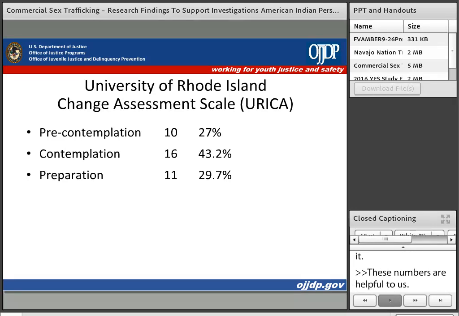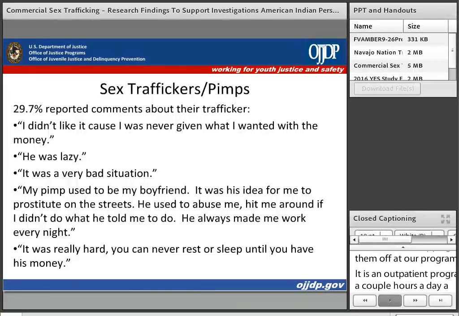We also have to recognize that in the case of our prostitution diversion program, the trafficker is oftentimes dropping them off at our program. It's an outpatient program. It's a couple hours a day, a couple days a week. So sometimes we just have to acknowledge that they may be thinking about it, but the person they're about to interact with again in the car that's picking them up is the person that's controlling them, and we have to consider that.